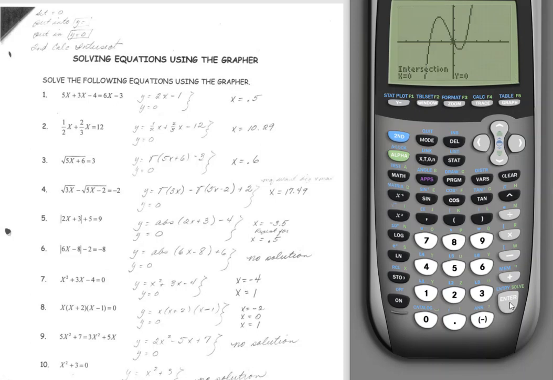We get 1 that's at x equals 0. All right, and then we do it again. Second, calc 5. We're going to move over here, hit enter 3 times, and we get 1, and then we'll do the third one. Okay, enter 3 times, and we get that one.